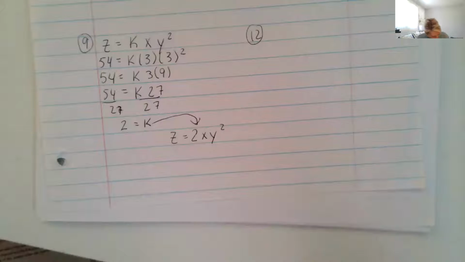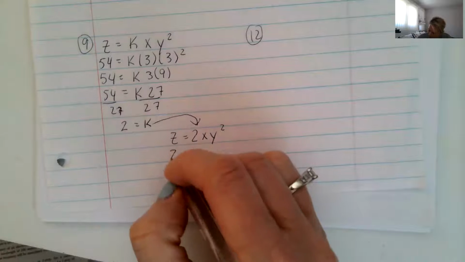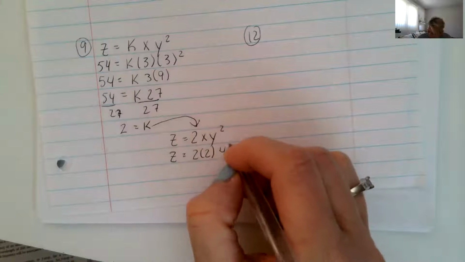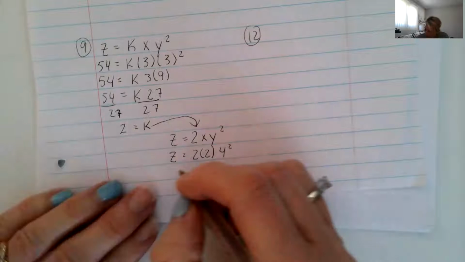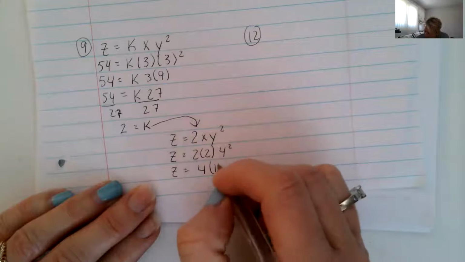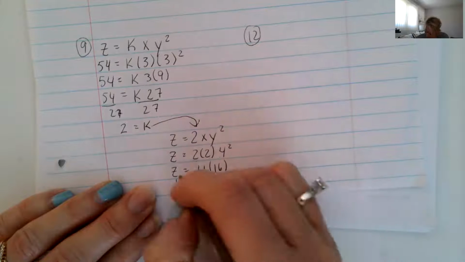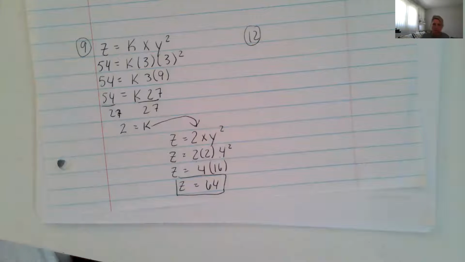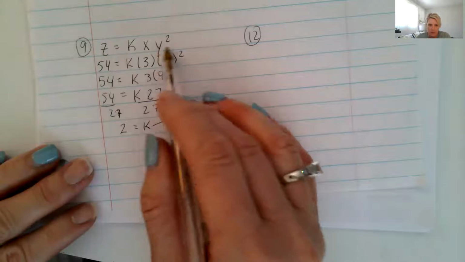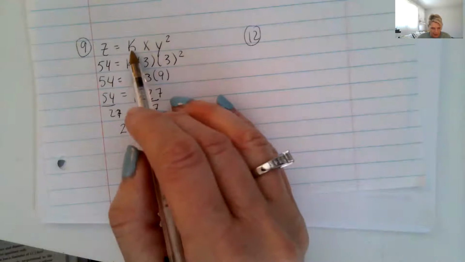Then it says, find z when x is 2 and y is 4. So z will equal 2 times 2 is 4, times 4 squared is 16, so z will equal 64. So the key is, when it's jointly, that means there's going to be two variables, and you have to always make sure you incorporate the constant of variation, k.